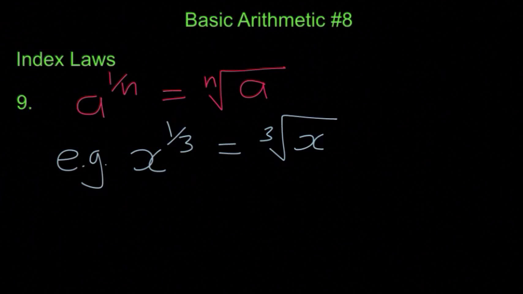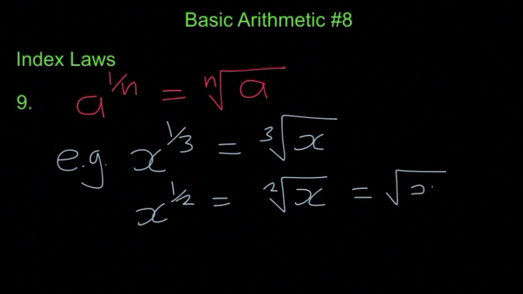We could do another example. X to the power of 1/2 is actually equal to the square root of x. Now we would normally just write a square root without putting a 2 inside the little tick of the square root sign, but actually that little 2 is always implied. It's just that we normally only write it like this, without the 2 included.